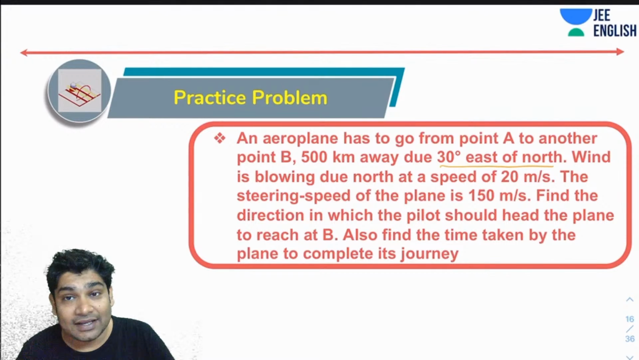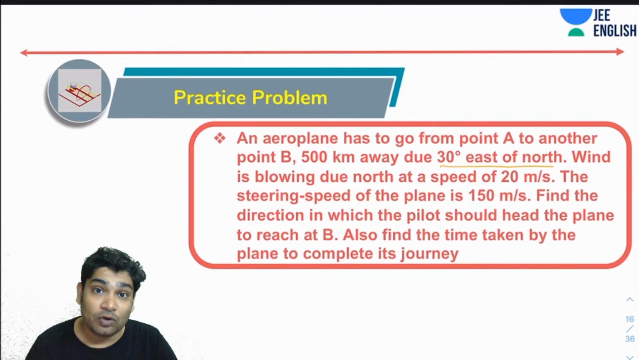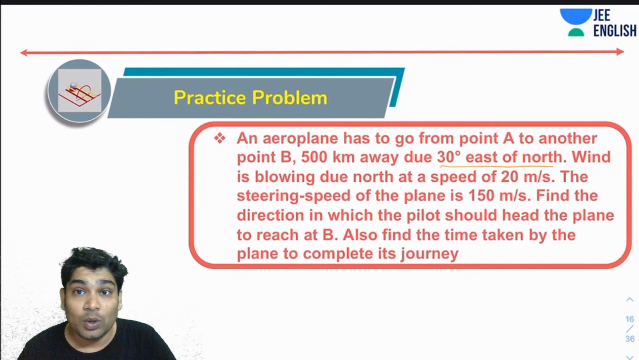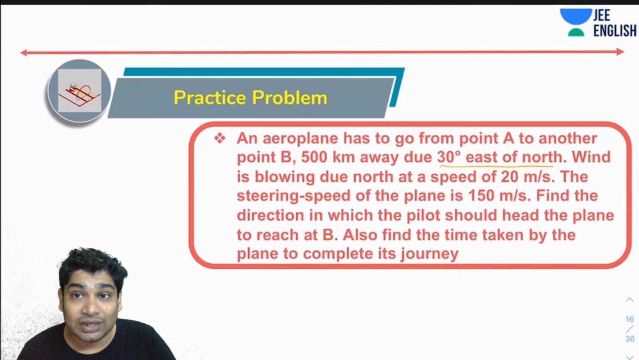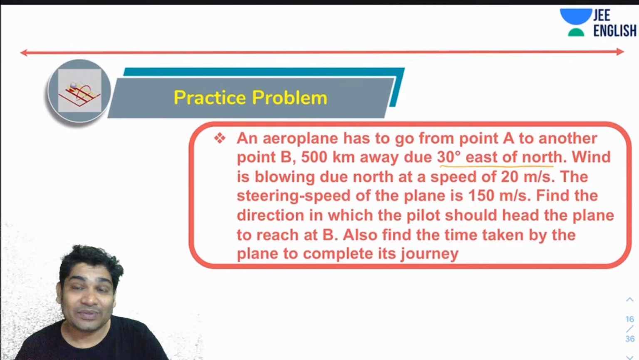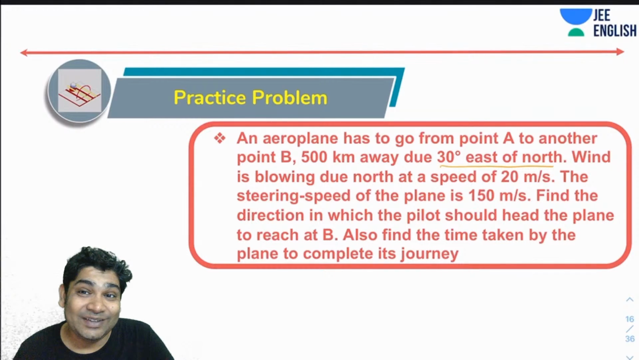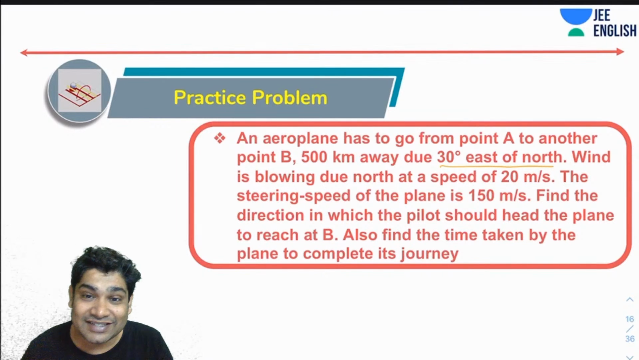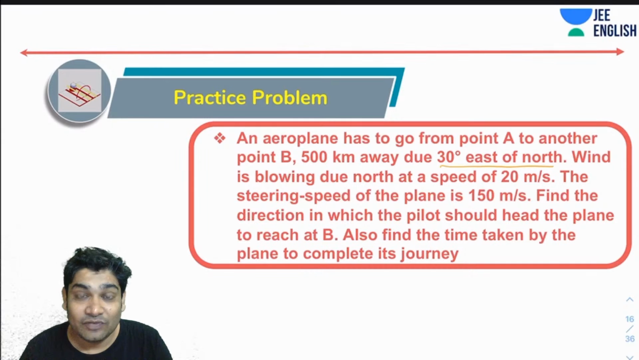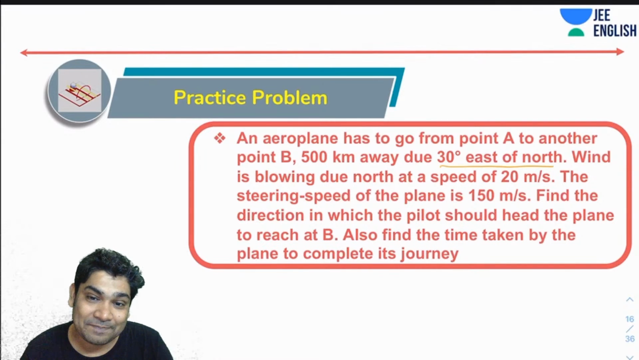Okay. So if that is your problem, a plane has to go from point A to B, which has a distance of 500 kilometers and is 30 degrees north of east, or east of north, with the wind blowing in the north direction at 20 meter per second. The steering speed of the plane is 150 meter per second. I don't know, Chinmay. I don't remember the answer right now. I will have to check. Okay, we will solve and then I'll check.